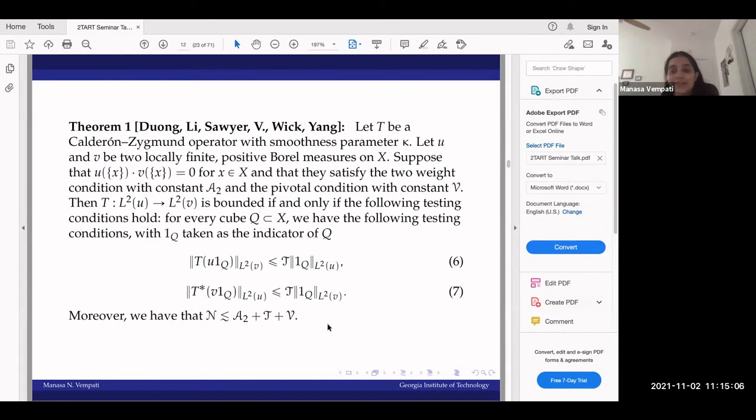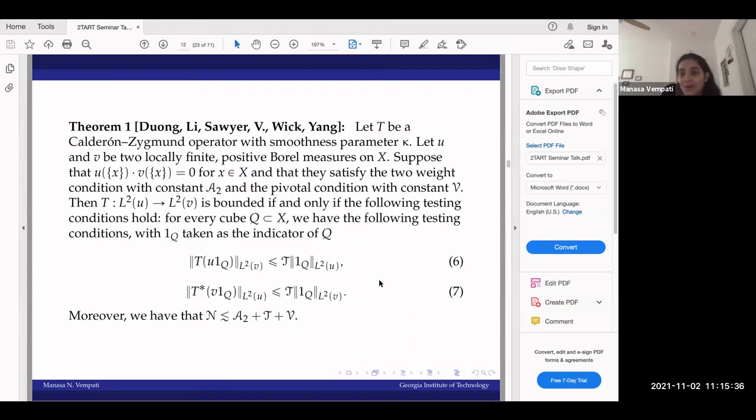So this is the statement of our main theorem. So here we say that if we consider an operator T that is a Calderón-Zygmund operator with smoothness parameter kappa, and we consider two weights u and v that are locally finite, positive Borel measures on X, and we suppose that they do not share a common point mass, which is given by this equation. And we also assume that they satisfy the two-weight condition with the constant A2 and the pivotal condition with the constant nu.